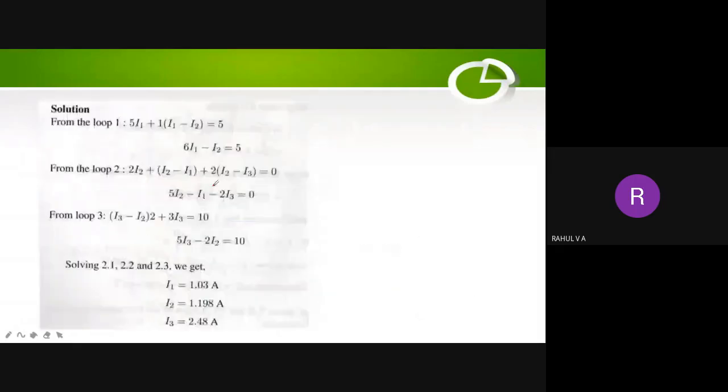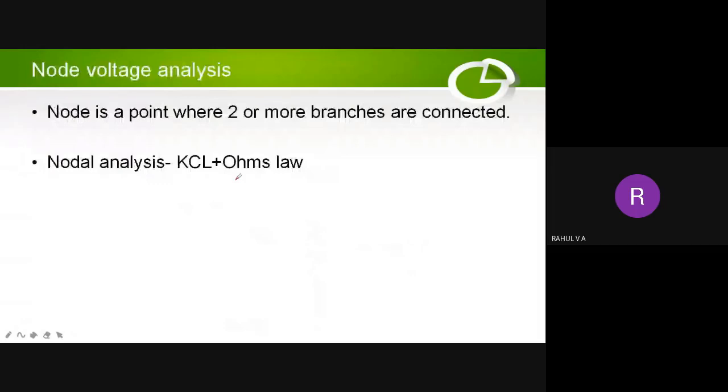Okay, let us go for the next topic. Node voltage analysis. It is another method to analyze electric circuits. Previously it was mesh current. So we were analyzing current in the mesh. We were finding 3 equations and we were finding I1, I2, I3, etc. That means we are analyzing current in the mesh. But in the case of node voltage analysis, we are analyzing node voltage.